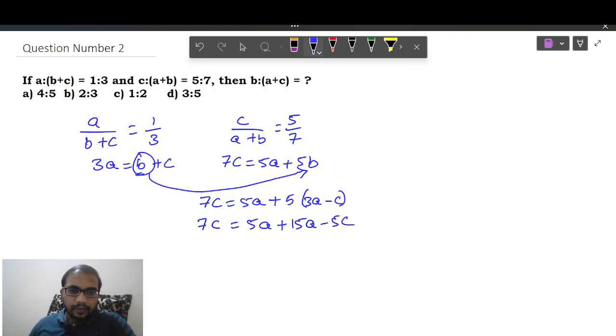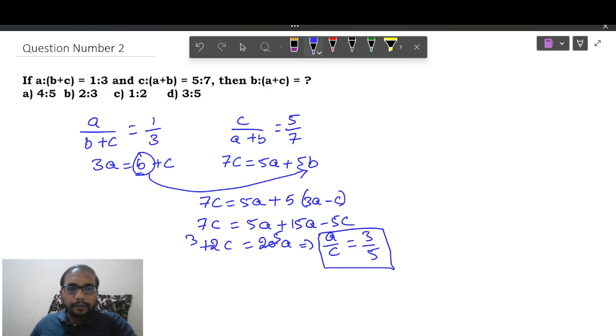Clear, friends? Now 7C plus 5C, 12C, equals 20A. From this, I am writing A divided by C, 12 divided by 20. 4 cancels 5 times, 3 times. That means what you are getting is 3 by 5. A by C is equal to how much? 3 by 5. Now you can put the A and C values here. That is 3 times 3 is equal to B plus C value, which is 5. So B value is equal to 9 minus 5, 4.